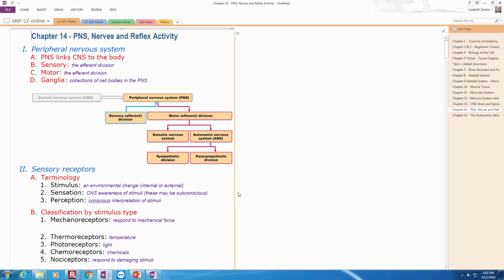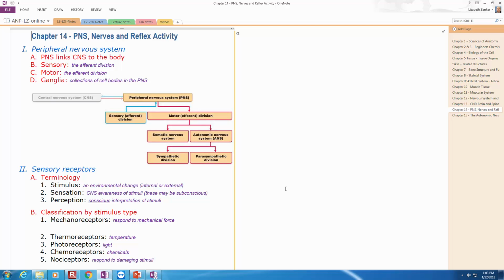We're moving on to chapter 14, which is the PNS, or peripheral nervous system. And you guys, we've talked about some of these things. The nice thing about last lecture as well as this one, we keep building on material that you guys have already learned. And so we briefly talked about the peripheral nervous system, and here's the breakdown.